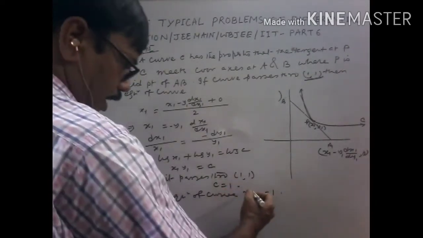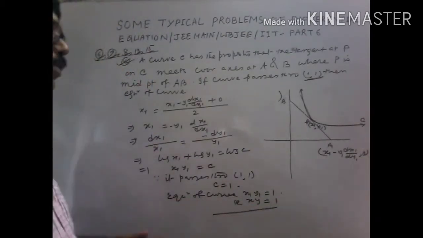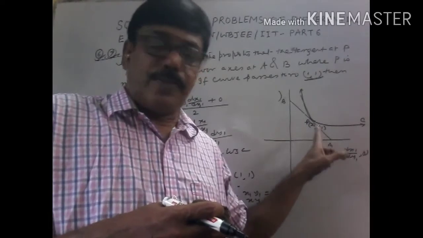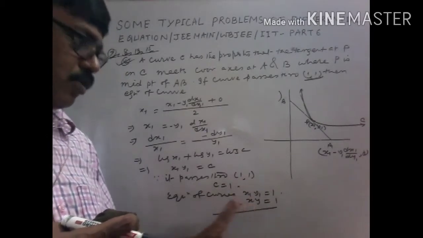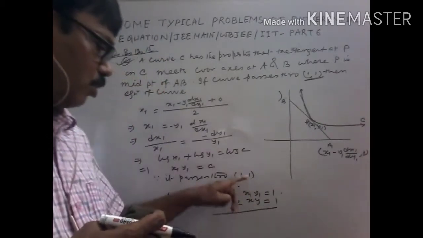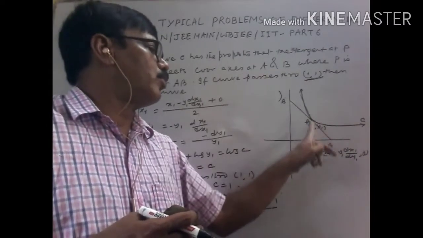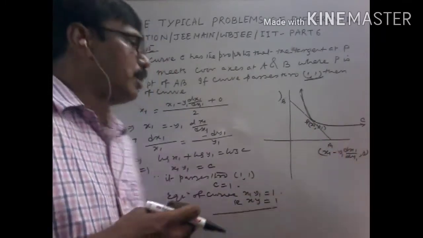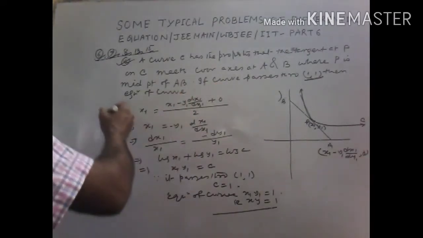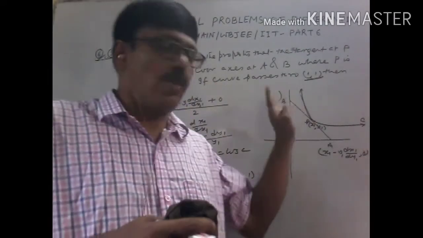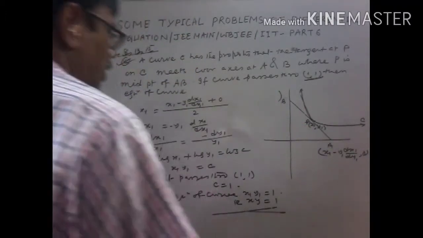So if we replace x1 by x, we get xy equals 1. We have taken this as x1, y1, which is why we are getting the equation in terms of x1, y1. We are accustomed to seeing equations in x and y. So what is the transformed equation? xy is 1. Otherwise you have to take P as (x, y) and then use current coordinates, capital X and capital Y. To avoid this, we are taking this one as x1, y1. So this is the equation of the curve.